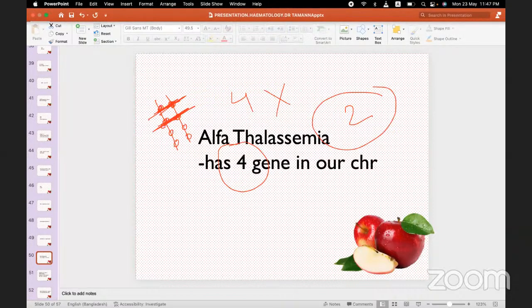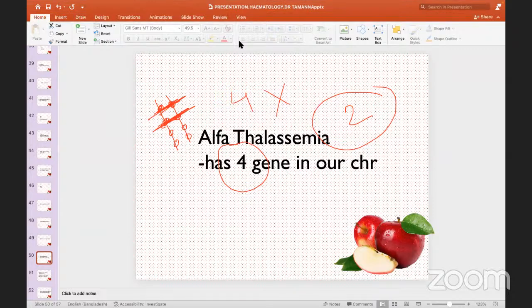Who did not understand this point? This is a very vital point, came in exam. Is deletion of four genes easy or deletion of two genes easy? Deletion of two genes is easy. Deletion of four genes is not easy. That is why alpha thalassemia major is very, very rare in the world.